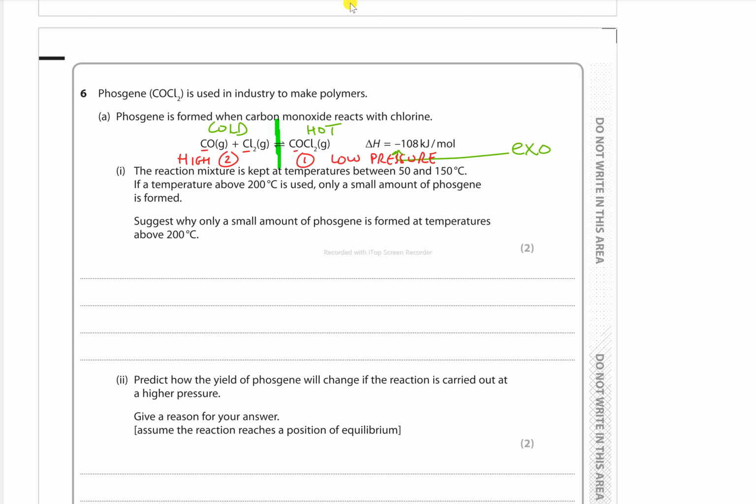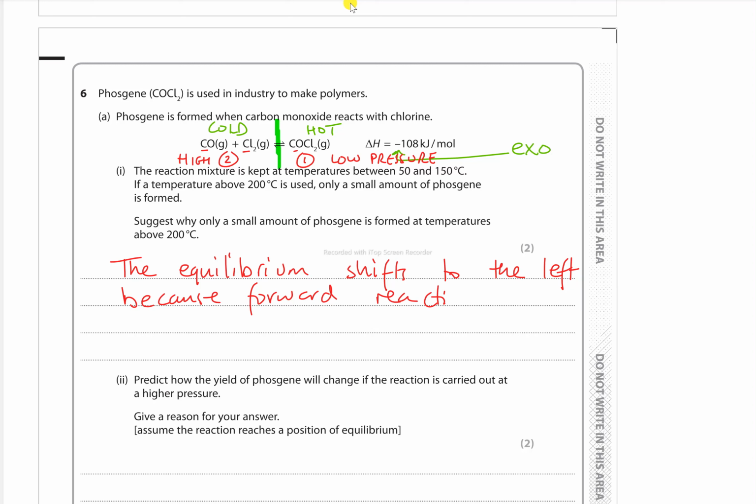Suggest why only a small amount. Because the equilibrium shifts to the left because the forward reaction is exothermic. Predict how the yield of phosgene will change if the reaction is carried out at high pressure.